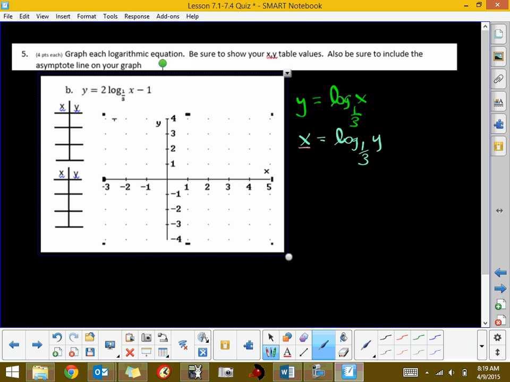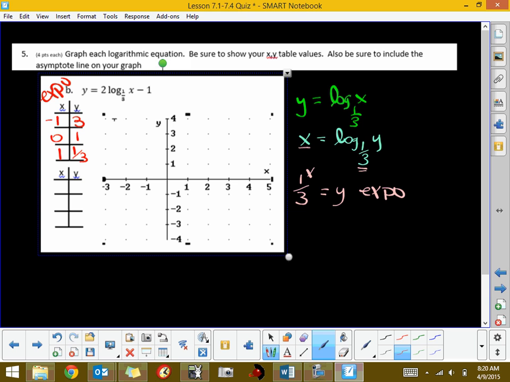This is the exponent I raised 1/3 to get y, so 1/3 to the x equals y. Now this is the exponential equation. We're going to generate some ordered pairs for it. I'm going to put it in this first table for the exponential. We're going to put in -1, 0, and 1. If we put in -1, 1/3 to the -1 is 3, 1/3 to the 0 is 1, and 1/3 to the first power is 1/3.